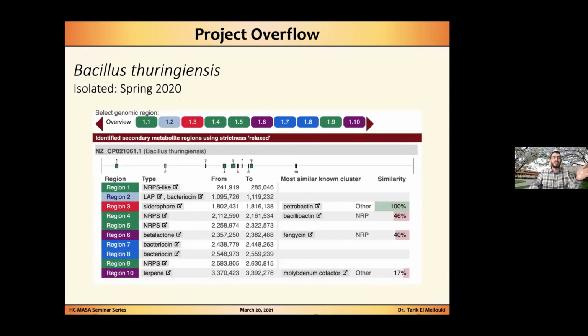They isolated this bacteria in spring 2020, and we were able to sequence the 16S ribosomal RNA. We were able to find that it was already discovered, but this is a proof of concept that it works. And we could find that this bacteria indeed has the ability to produce a secondary metabolite with activity against bacteria.